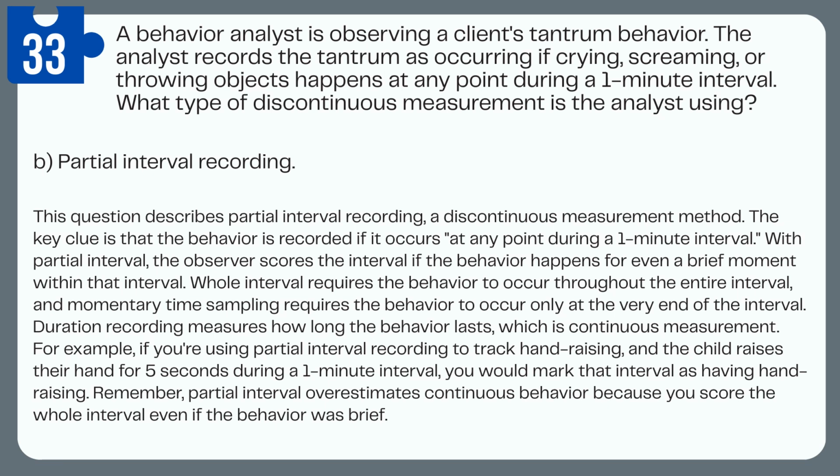For example, if you're using partial interval recording to track hand raising and a child raises their hand for 5 seconds during a 1-minute interval, you would mark that interval as having hand raising. Remember, partial interval overestimates continuous behavior because you score the whole interval even if the behavior was brief.